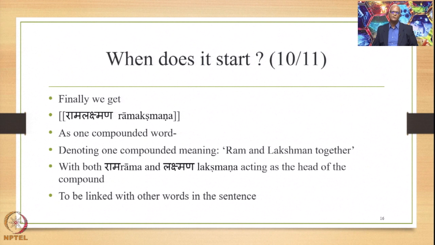Now we do not write these two elements separately using a space. Now we use them in a joined manner and we put brackets around both these elements. So this is one compounded word denoting one compounded meaning, namely Ram and Lakshman together, with both Ram and Lakshman acting as the heads of the compound to be linked with other words in the sentence together.